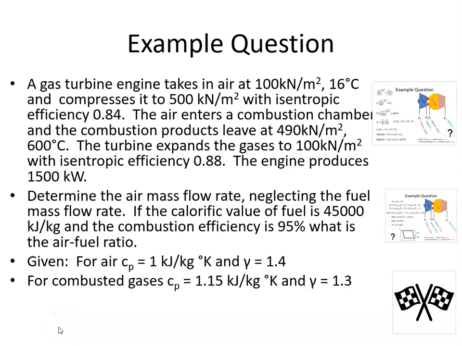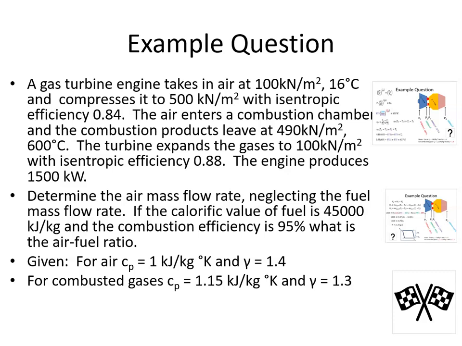Okay, so another example. A gas turbine engine takes in air at 100 kilonewtons per meter squared, 16 degrees Celsius, and compresses it to 500 kilonewtons per meter squared at an isentropic efficiency of 0.84 or 84%. The air enters a combustion chamber and the combustion products leave at 490 kilonewtons per meter squared and 600 degrees Celsius. The turbine then expands the gases to 100 kilonewtons per meter squared with an isentropic efficiency of 0.88. And we're told that the engine produces 1500 kilowatts of power.